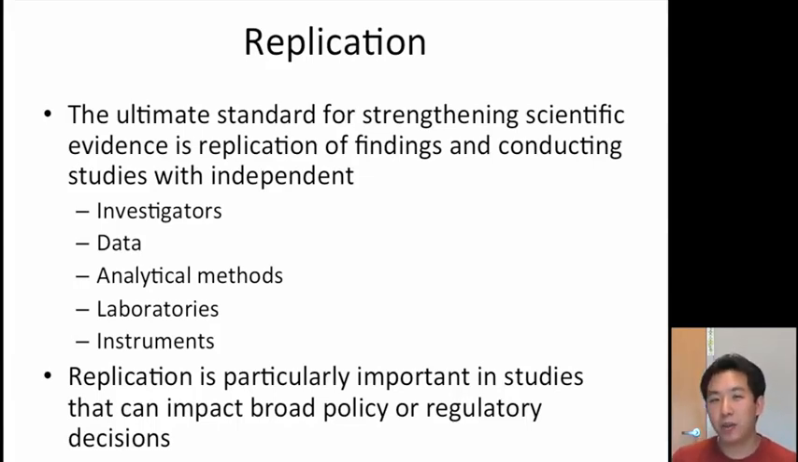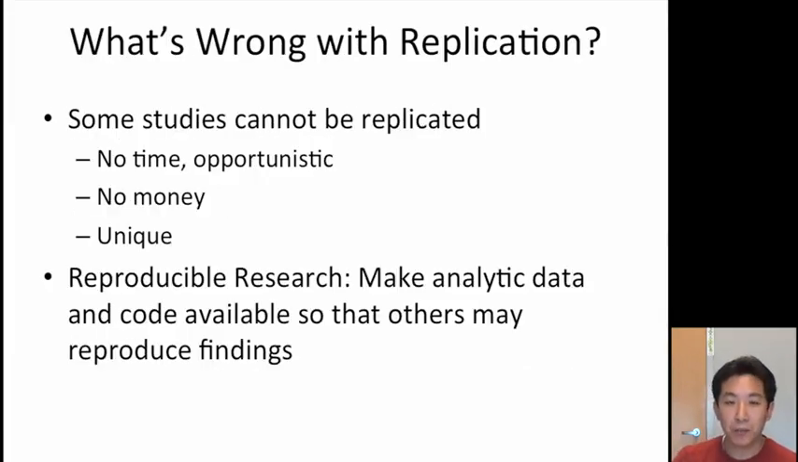Replication is particularly important in studies that have big policy impacts or can influence regulatory types of decisions. So, what's wrong with replication? There's really nothing wrong with it. This is what science has been doing for hundreds of years, and there's nothing wrong with it today. But the problem is that it's becoming more and more challenging to replicate other studies, and part of the reason is because studies are getting bigger and bigger.